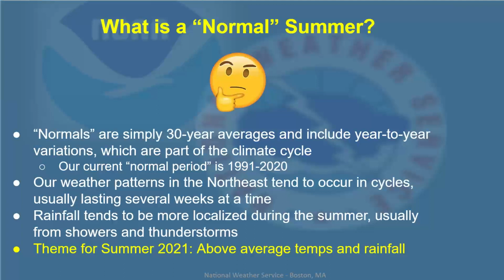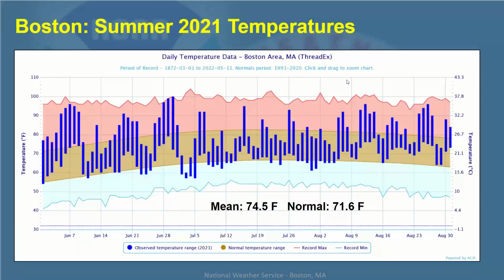So as we go through, I'm going to just take a quick look at last summer as a little review. And certainly the theme was above average temperatures and above average rainfall. So kind of on the warm and wet side. So we'll go through our climate sites, and we'll start with Boston. This is a look at temperatures over the entire summer, and for climatological purposes, we define summer as the months of June, July, and August.